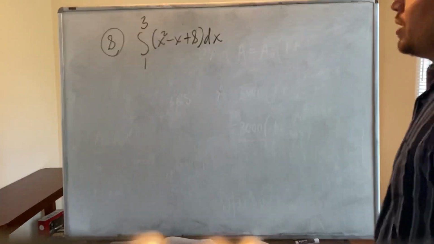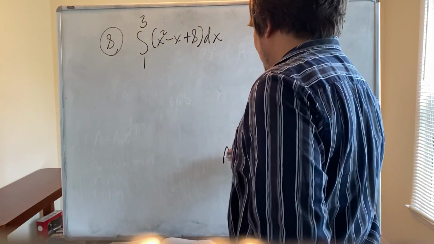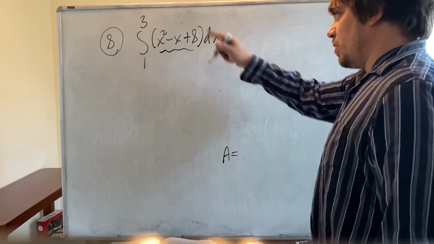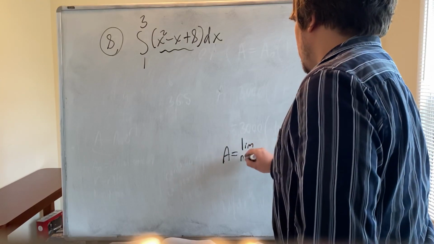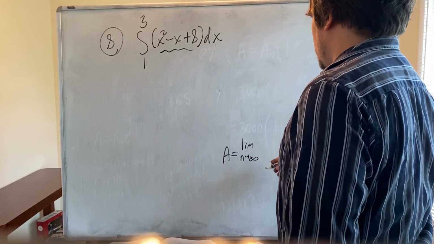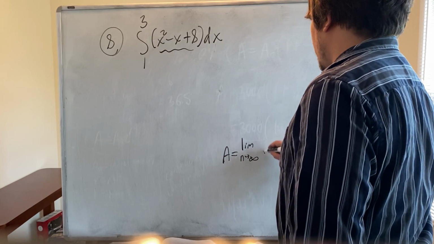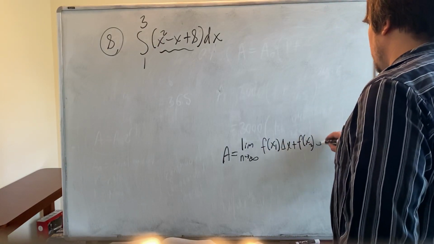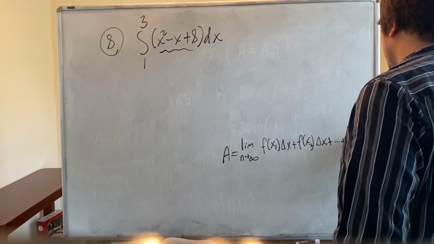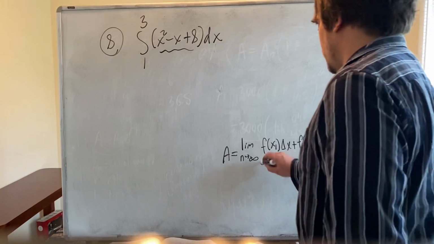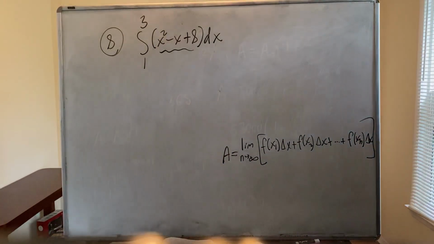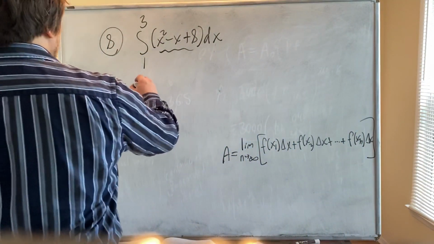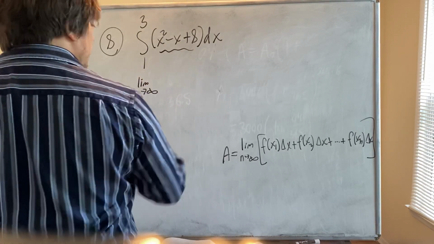So the limit definition is that the area A under the curve y equals f of x from 1 to 3 is equal to the limit as n approaches infinity of f of x sub 1 delta x plus f of x sub 2 delta x plus dot dot dot plus f of x sub n delta x. Okay, so it's the limit of that. That's the area. So we're going to use that to find the integral.